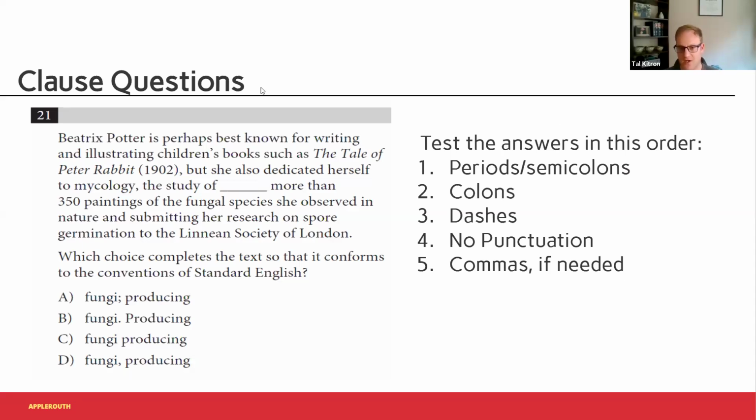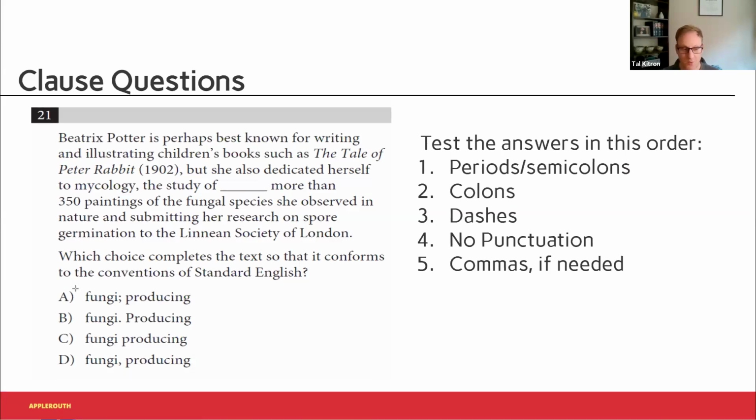We can cross those out very confidently, which is great because then we won't be tempted by A, even if we don't know exactly how a semicolon is supposed to work. Now, the reason they're wrong is because the second clause after fungi, starting with producing, wouldn't be an independent. Producing more than 350 paintings and submitting her research, like, what about it? So then we just decide, can we get away with no punctuation or do we need a comma? And in this case, the answer would definitely be a comma. We need to separate 2 ideas. Can't just go straight through with no pause.